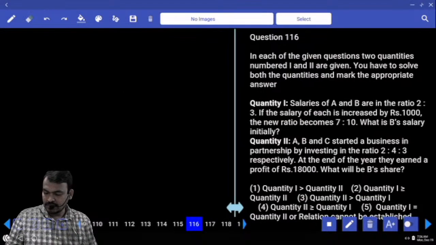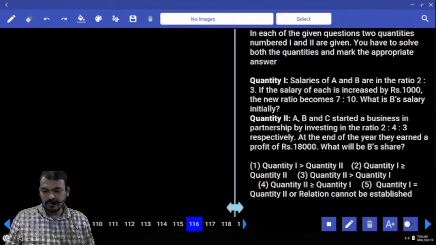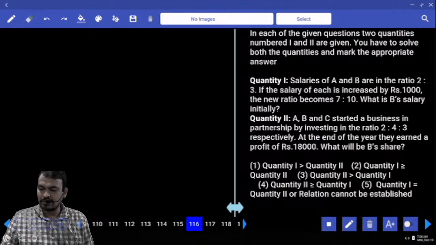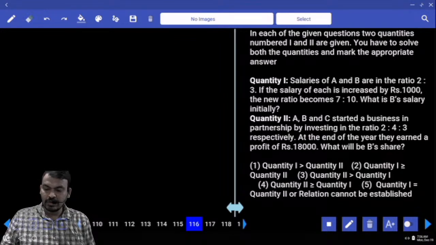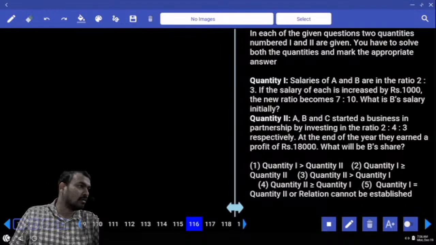Comparison of quantities. Quantity 1. Salaries of A and B are in the ratio of 2:3. If the salary of each is increased by 1000, the new ratio becomes 7:10. What is B's salary initially?